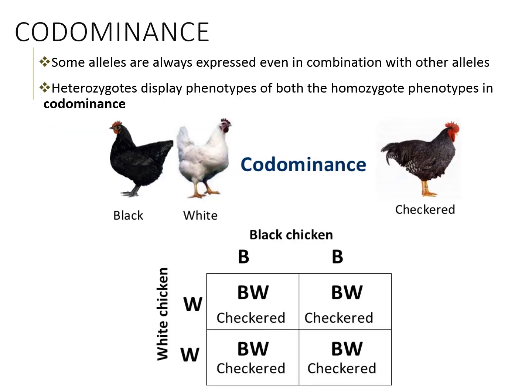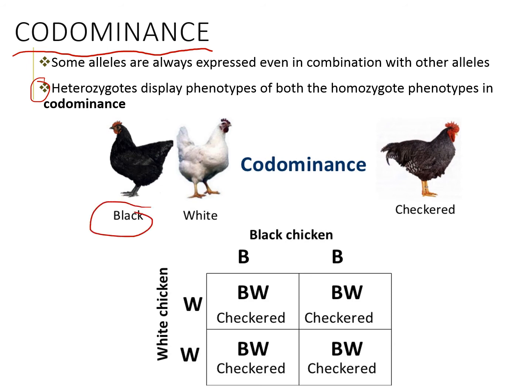Codominance is another. When you study codominance, when you read about it in the book, I recommend taking a look back at incomplete dominance and noting the differences between them. Codominance does not produce an intermediate phenotype. It's not like a middle. It is both alleles are expressed. So some alleles are always expressed, even in combination with other alleles. Heterozygotes display phenotypes of both the homozygote phenotypes in codominance.